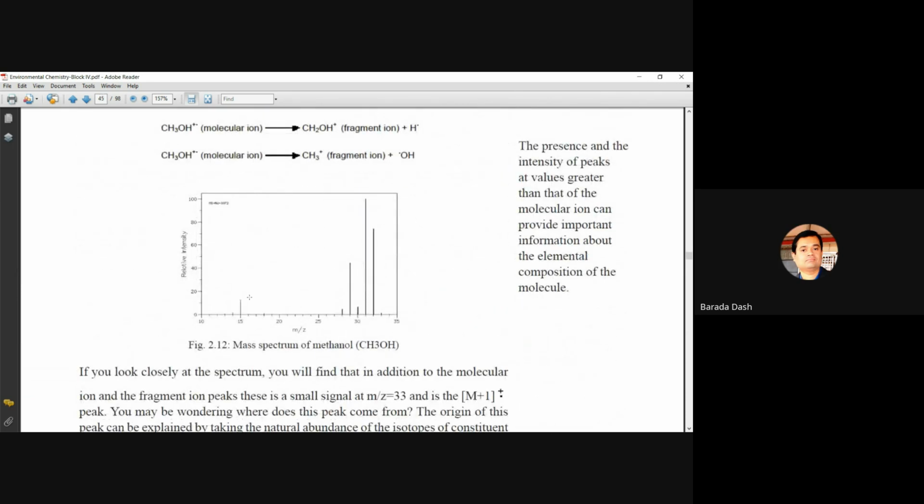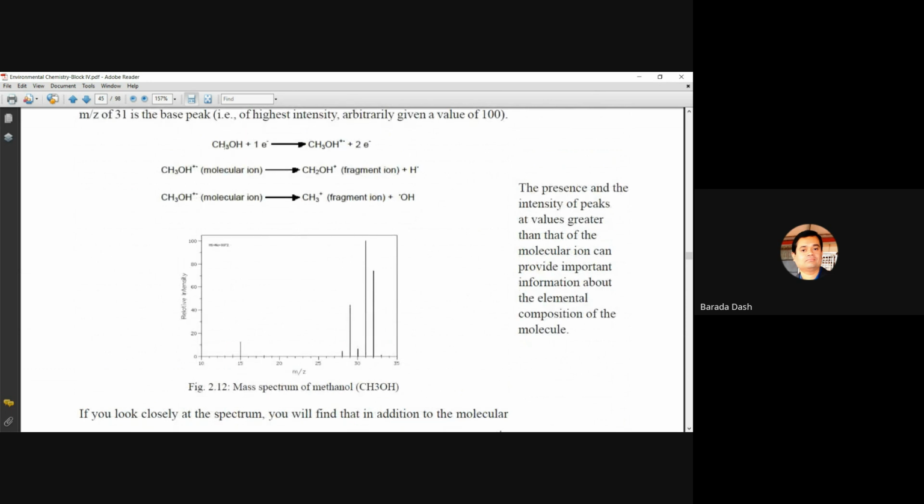So here you see methanol. Methanol you bombard with the electron beam, and one of the electrons is knocked off. It's getting out because of the high energy bombardment of the electron beam. That gives you a molecular ion. Then the molecular ion gives you fragment ions, many fragment ions.